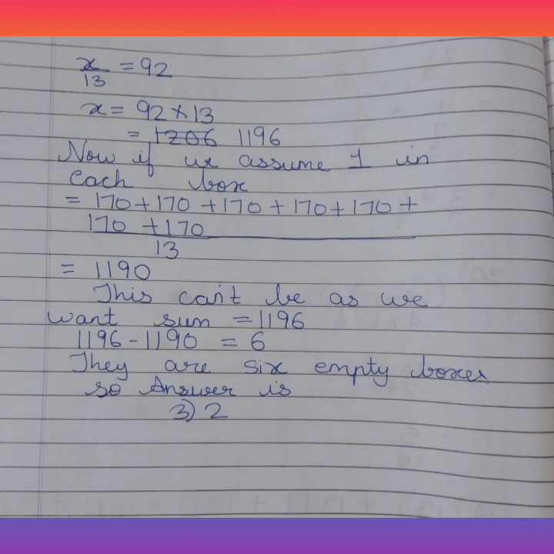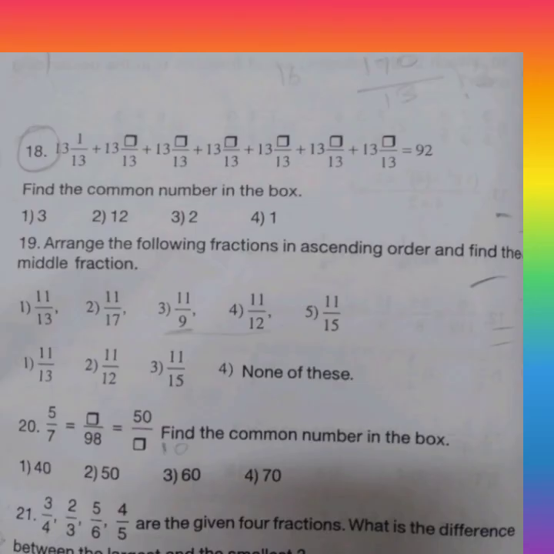We want 6 more. So for that, what we will do? We got 1190 as the sum. We want 6 more, but we want to equally divide it also, as we want a common number in the box. So we will give 1 to each box, as we have 6 boxes. So the answer will be 2. The common number will be 2. Then if you are not getting this method, you can do it by the options. You can see each and every option, and option number 3 is the correct one too. But I will suggest that you rewind the video and see this method very carefully. You will surely get it.